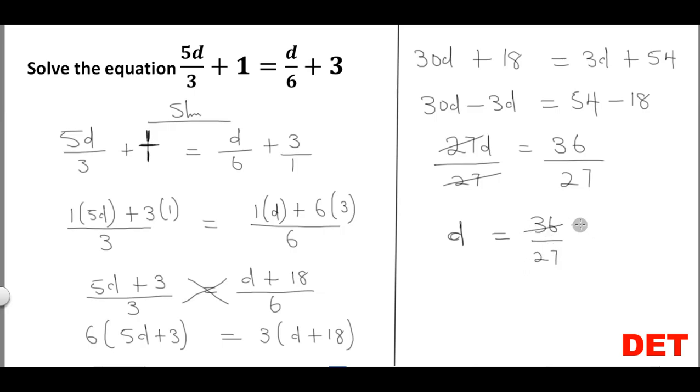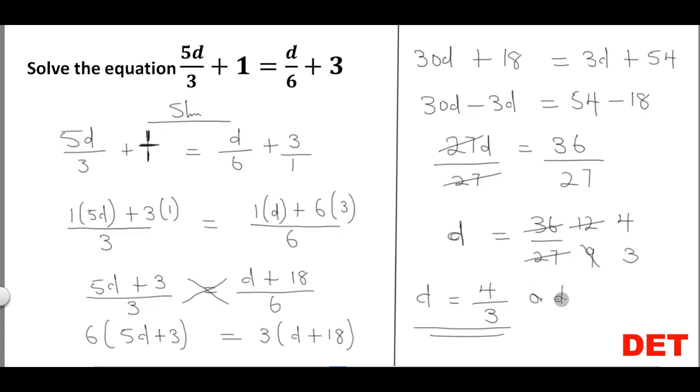Alright, so 3 here will give us 12. 3 here will give us 9. 3 here will give us 4. 3 here will give us 3. So nothing can cancel out again. So my d will be equal to 4 all over 3. Alright, so this is my answer.